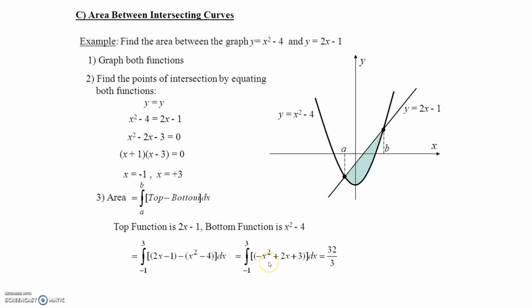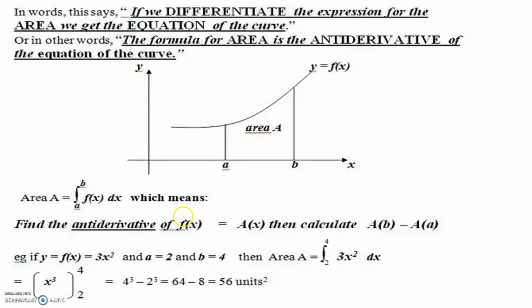We know the area and integration formula. The integration of x square is x cube upon 3, the integration of 2x is 2x square upon 2, and the integration of 3 is 3x. We put the upper limit 3 and lower limit minus 1. We derive the final answer in the form of 32 upon 3.